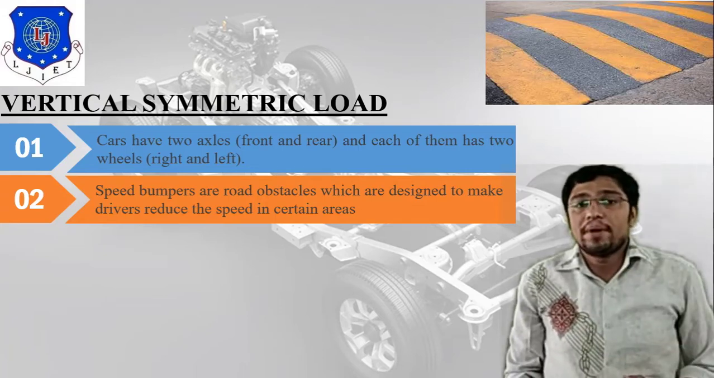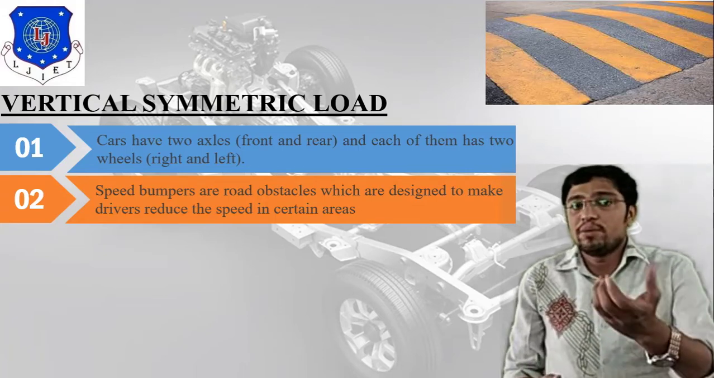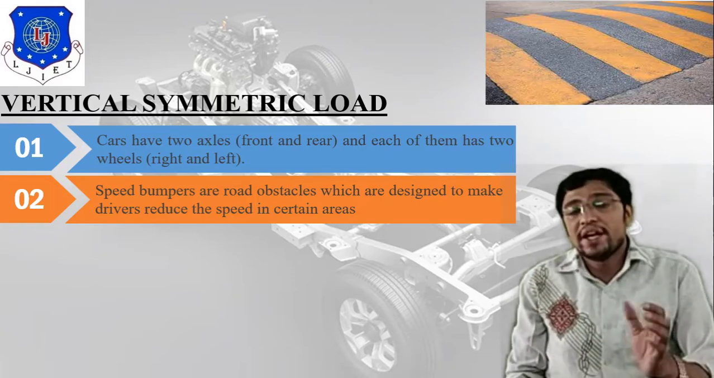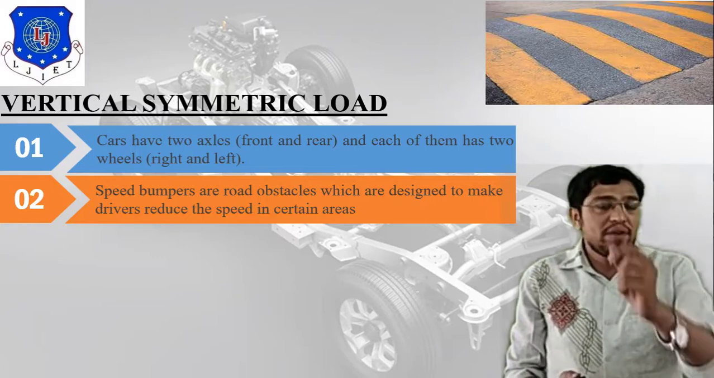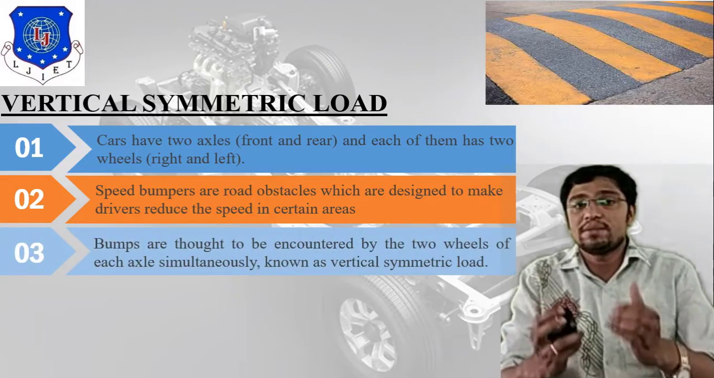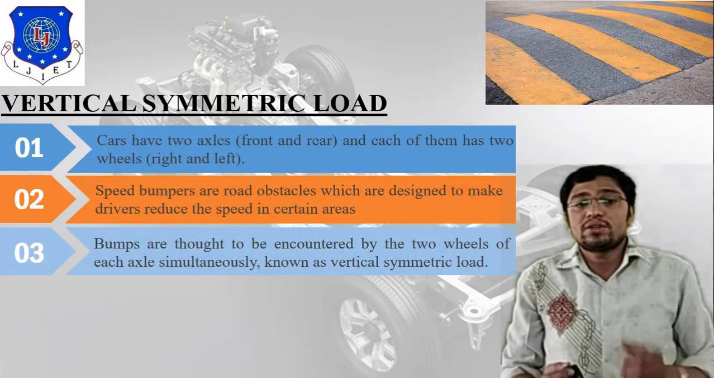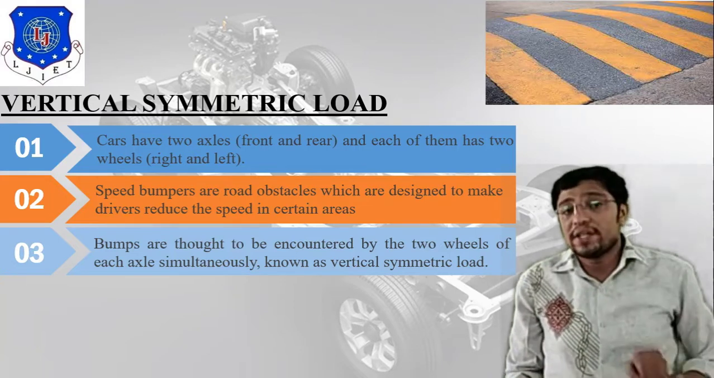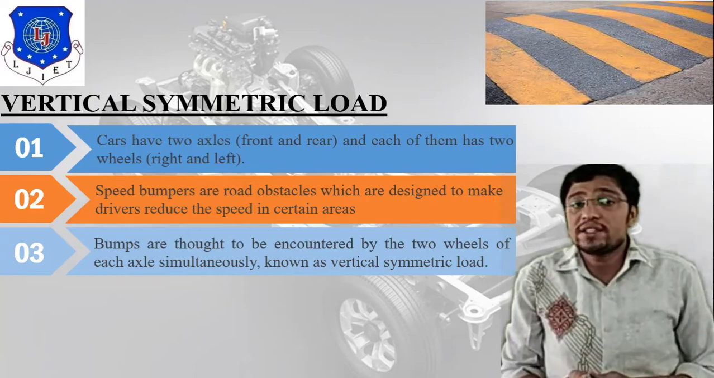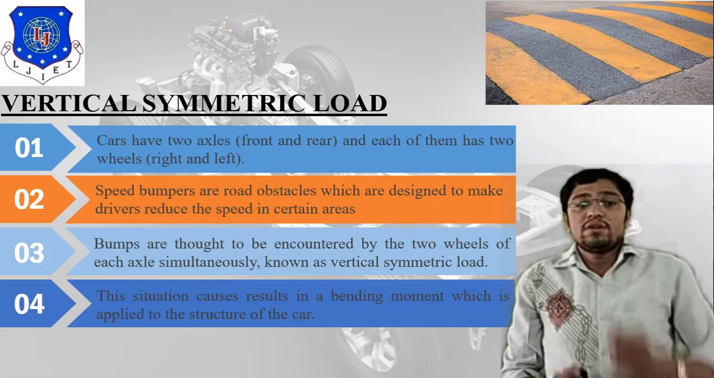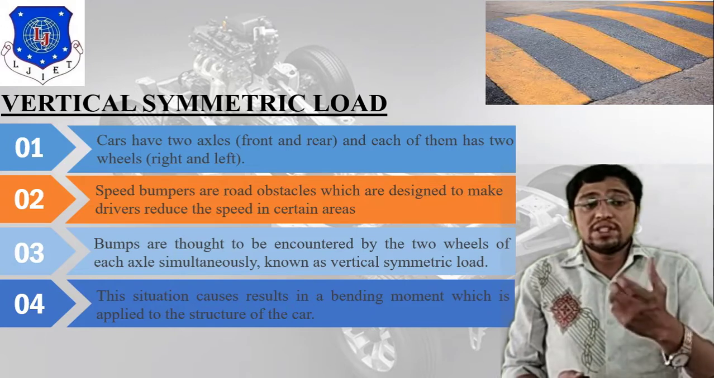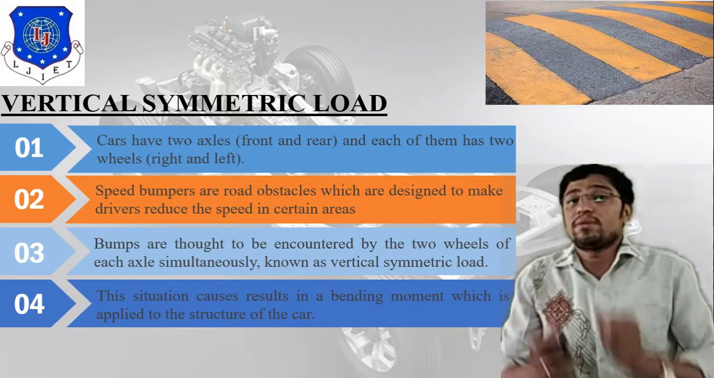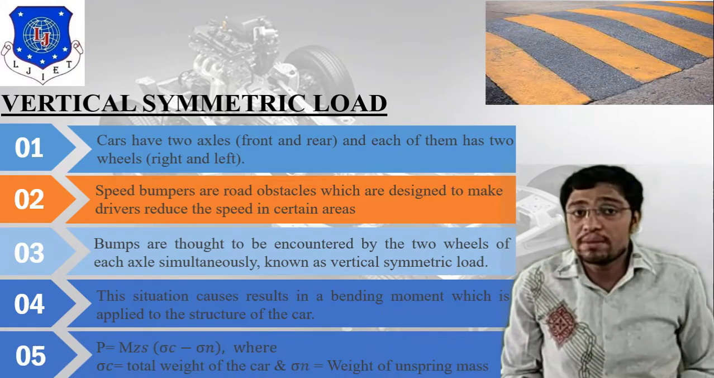Now what will happen? Speed bumps are one kind of road obstacle designed to make a driver reduce speed in a certain area, right? It is very important. What is vertical symmetrical load? The bump is thought to be encountered by the two wheels of each axle simultaneously, right? That is known as vertical symmetrical load. Now we can talk about the situation. This situation results in a bending moment which is applied to the structure of the car. So this is vertical symmetrical load.